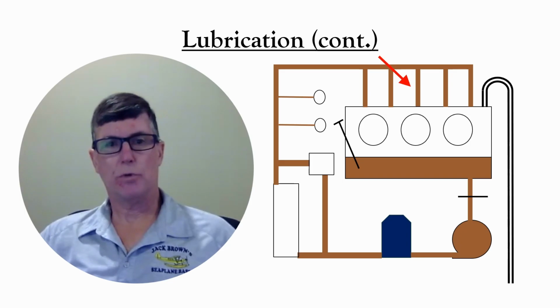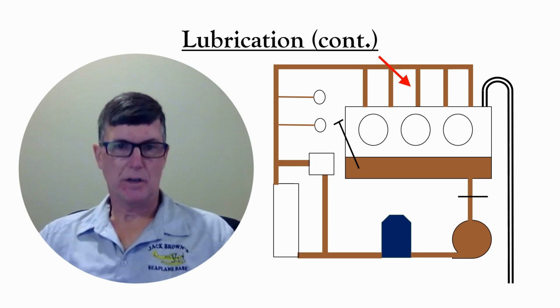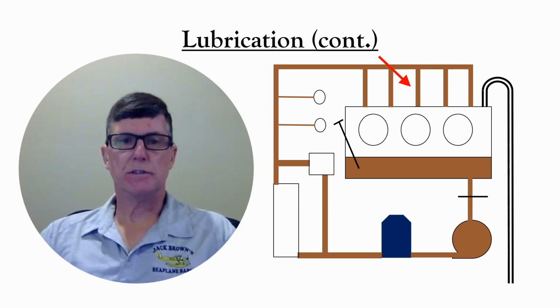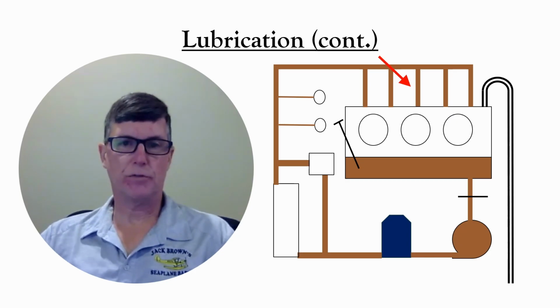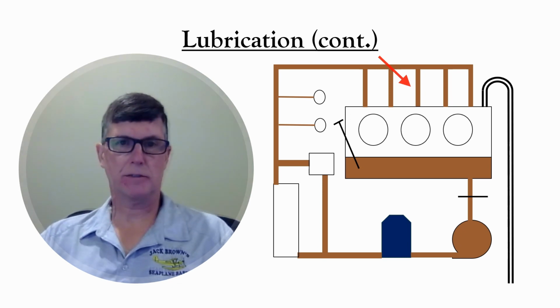The pressurized oil is routed to various parts of the engine that need lubrication. From there, it drains back to the sump. Some engines have a dry sump lubrication system in which the oil is transferred to a separate oil tank instead of collecting in the bottom of the crankcase.